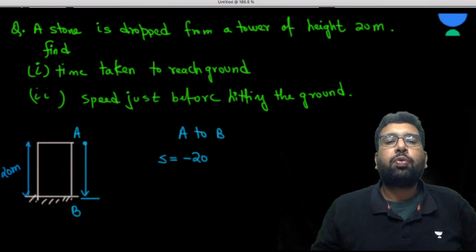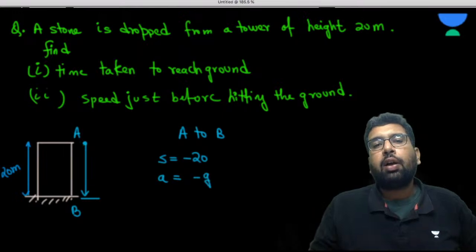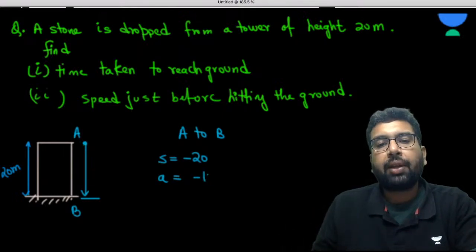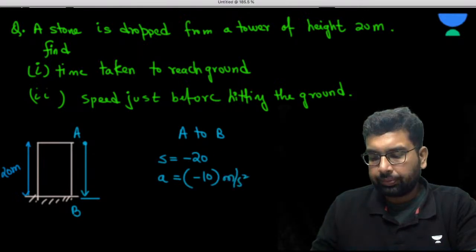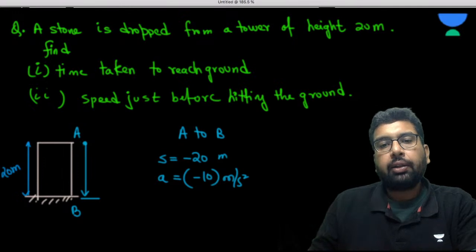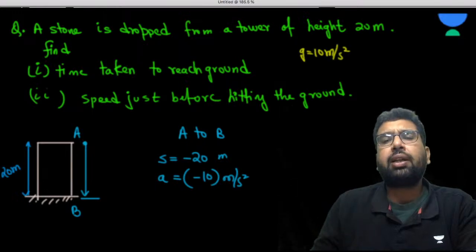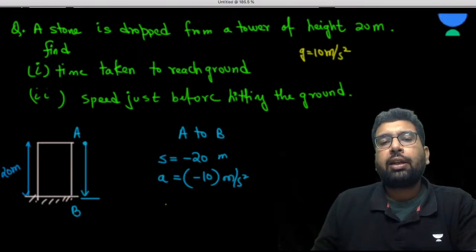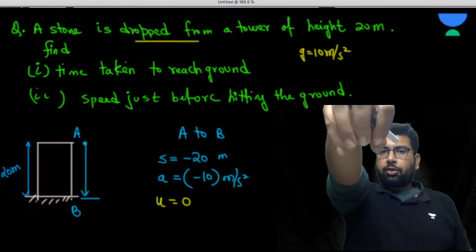So the time we have to find. Acceleration is what? Acceleration is minus g. Let's consider g as 10 for ease of calculation. So this is minus 10 meters per second squared. We are considering g to be 10 in each and every question. Now we have to find the time. And what is the initial velocity, sir? It is 0, because the stone is dropped from a tower.